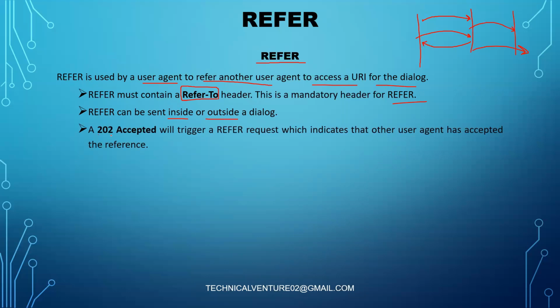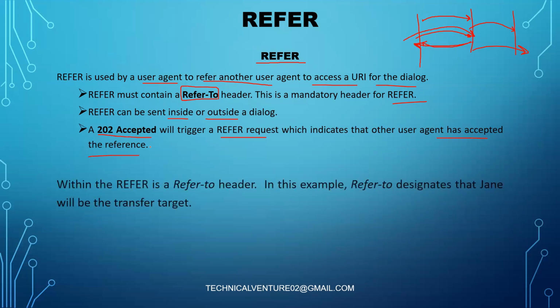A 202 Accepted response to a refer request indicates that the other user agent has accepted the reference. So that means when there is a refer message from this party to this party, you will get a 202 Accepted message from the other one, right? Within the refer is a Refer-To header. Yes, you will get this Refer-To header in the message. In this example, Refer-To designates that Jane will be the transfer target.